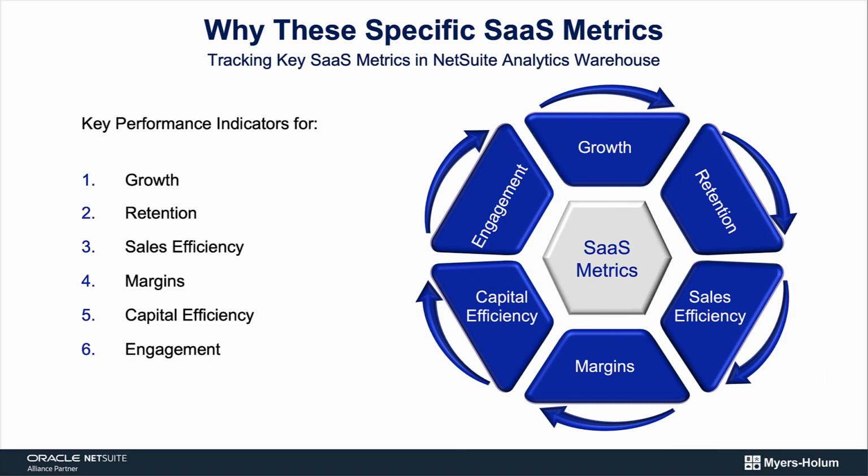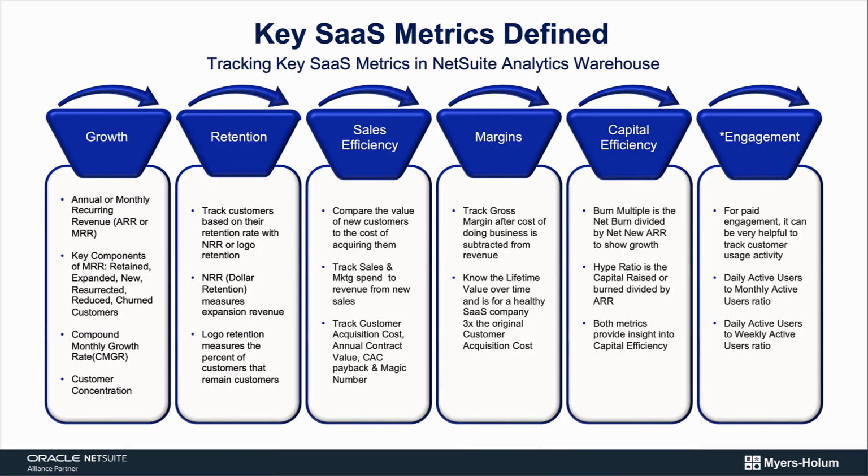We focused on these key areas for SaaS metrics, and we decided to do this so that we can encompass SaaS companies and the reporting that they need across various stages. For earlier stage companies, we have metrics that are focused on growth and retention. Later stage companies might be more interested in sales efficiency, marginal margins, or capital efficiency, as well as engagement metrics, which I'll talk about briefly.